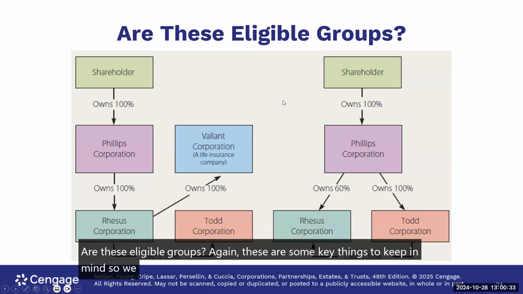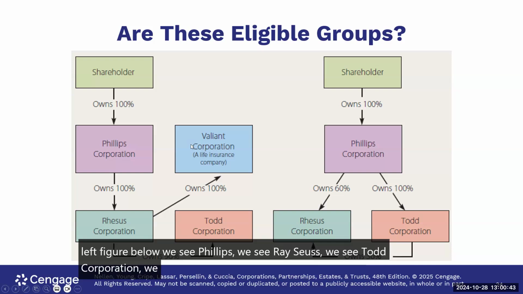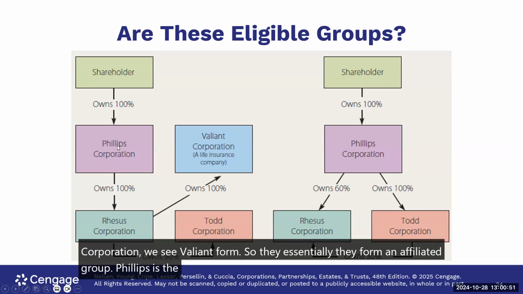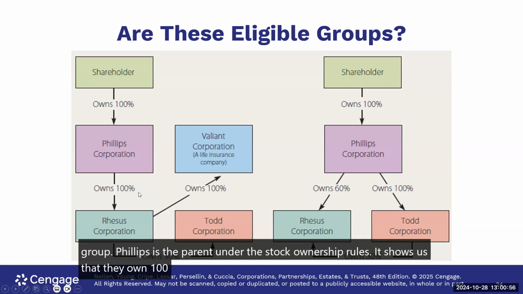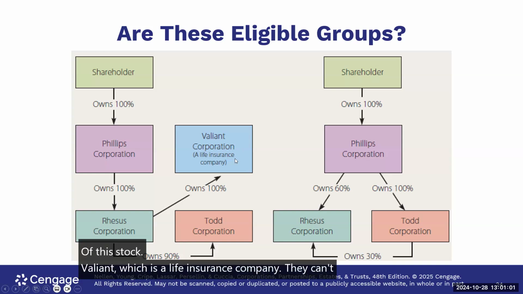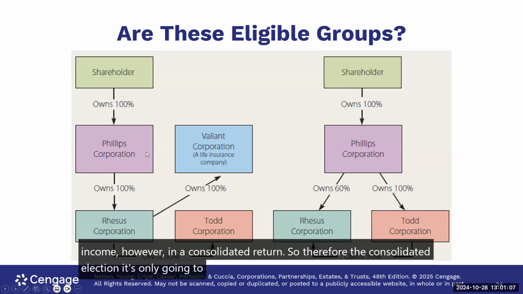So we have this example here, and in the ownership structure on the left figure below, we see Phillips, we see Reyes, we see Todd Corporation, and we see Valiant. Essentially they form an affiliated group. Phillips is the parent. Under the stock ownership rules, it shows us that they own 100% of this stock. Valiant, which is a life insurance company, can't combine its income in a consolidated return. Therefore, the consolidated election is only going to be available to Phillips, Reyes, and Todd.